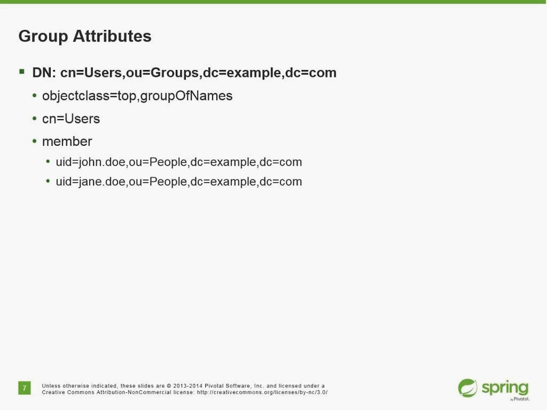The group of names has a member attribute. The group of unique names has a unique member attribute. And the member attribute, obviously, contains the members of this group. So they are identified by their distinguished name. In this case, we have the John Doe and the Jane Doe user. They're both members of this user group. So the member is a multi-value attribute where you define the members of the group.